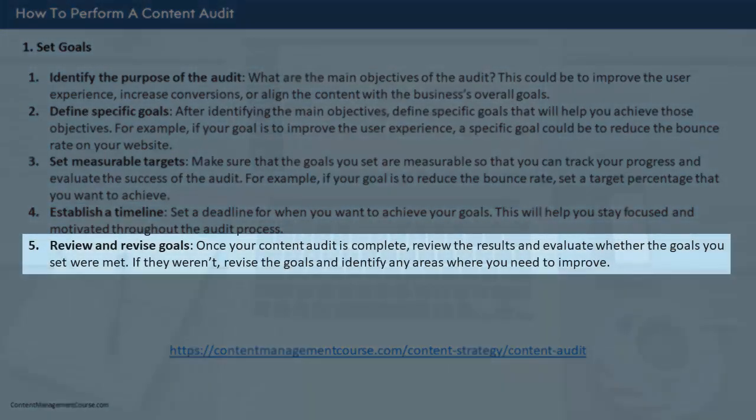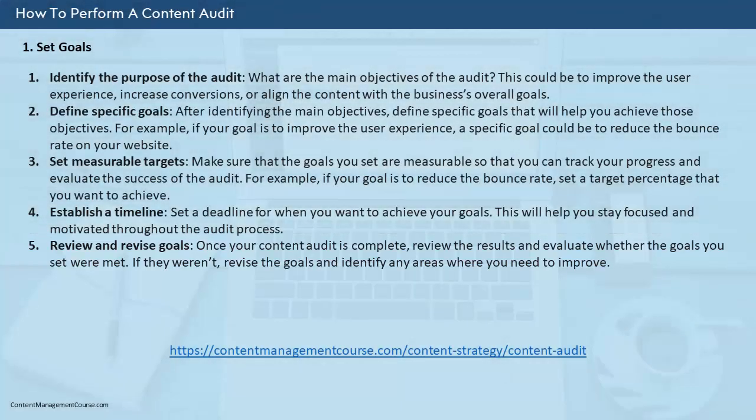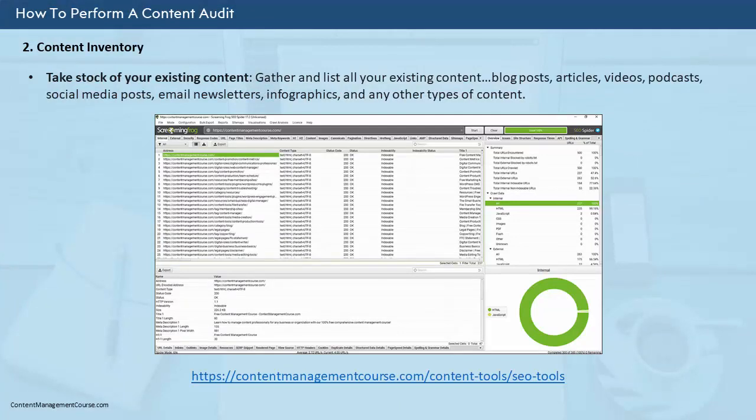We'll also want to review and revise our results once the content audit is completed and evaluate whether the goals were met. If they weren't, we'll need to revise our goals and identify any areas that need improvement. Once we have set goals for our content audit, the next step is to perform an inventory of our existing content. The aim of the content inventory is to basically take stock of all of our existing content.